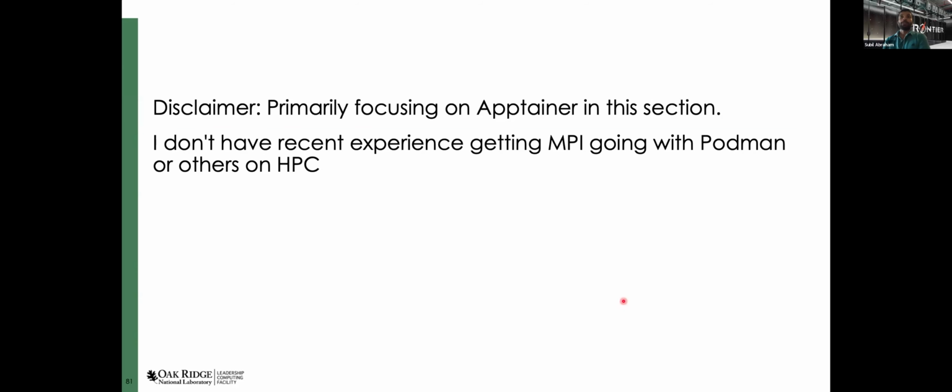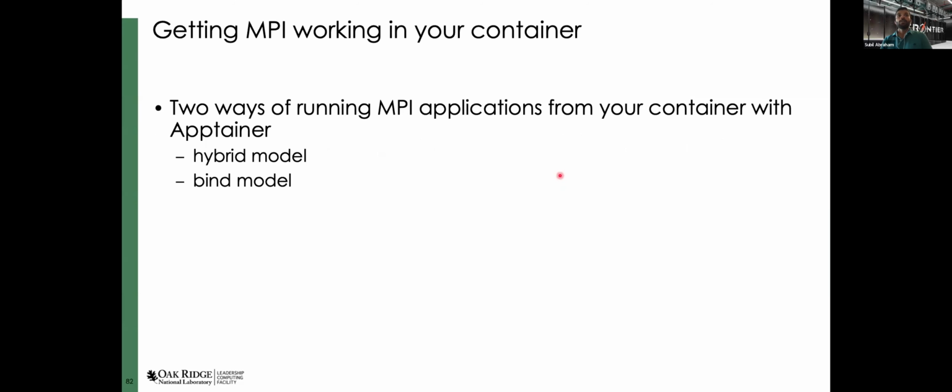Again, just another disclaimer, I'm primarily focusing on Apptainer in this section, since that's what we are using and encouraging our users to use as the runtime. I don't really have any experience with using Podman to run with MPI. So with Apptainer, there are two known concepts for running MPI applications from your container: the hybrid model, and the bind model.